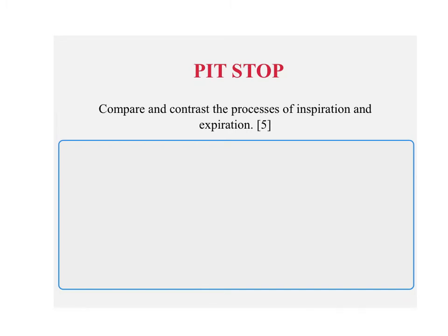You can do it as prose, you can do it as bullet points, but notice that compare and contrast means that you have to say, if inhalation does this, exhalation does this, if it's different, or both processes do this. So you have to mention both of them as a single point. Okay, so pause and then play again in about 7 minutes when you're ready.